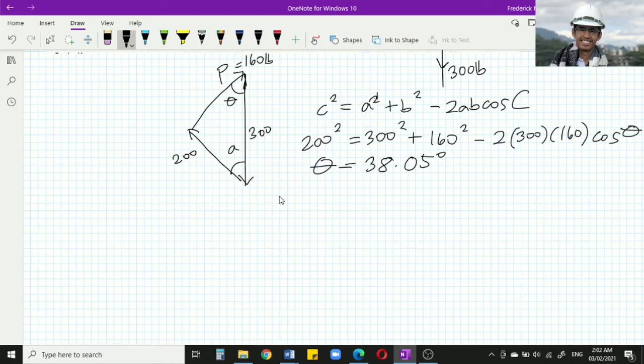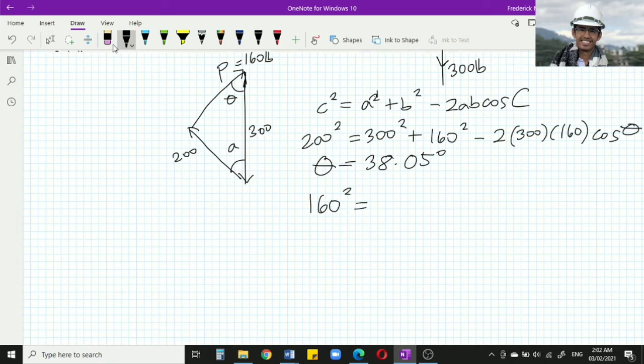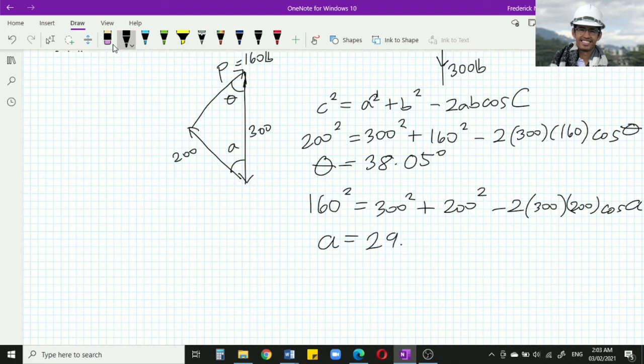Okay? So, ano yung opposite niya? Opposite ng ating angle A, that will be P. So, 160 squared is equal to, so yung both sides niya, that will be 300 squared plus 200 squared minus 2 times 300 times 200 cosine alpha. Okay? So, that will be, solving for A will be equal to 29.54 degrees. Okay? So, ito yung magiging sagot natin.